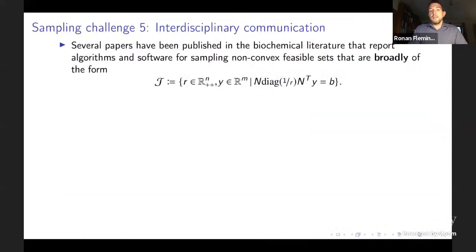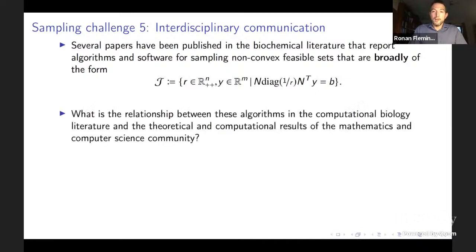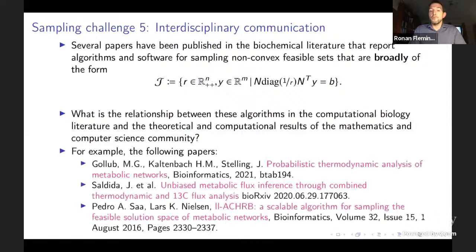So it's this set defined here, and there are a bunch of papers now in my community who've been developing algorithms for sampling these sets. So my question is, what is the relationship between these algorithms and the theoretical and computational literature in the computer science community? These are some of the papers here. Some of them might have interesting ideas for you. I think they deserve more attention, and perhaps criticism.